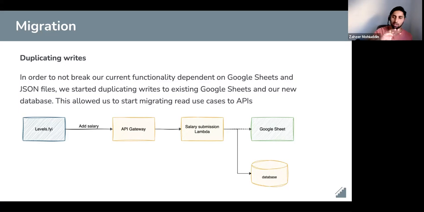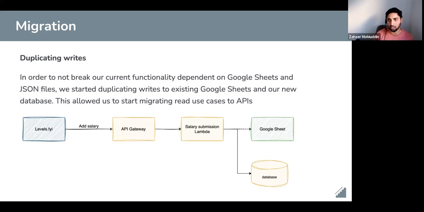We would duplicate writes to Google Sheets as well as the database. At some point, we did a copy over of all data in Google Sheets into the database. And so now both systems are at parity in terms of the data they have, because we're writing to both. After that, we did the read path migration.